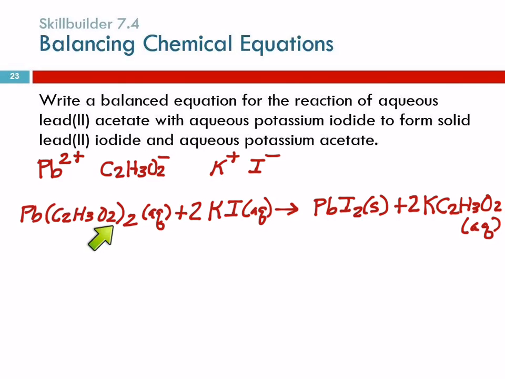So how many acetate ions are in this formula? 2. And over here, with 2 of this, how many acetate ions do I have? 2. It's balanced. Yay! What if you don't like the idea of looking at that as a whole? Well, you can look at it as individual elements too. So let's look at carbon, hydrogen, and oxygen separately.